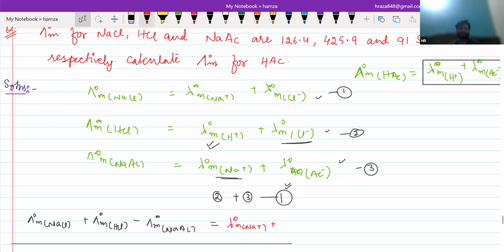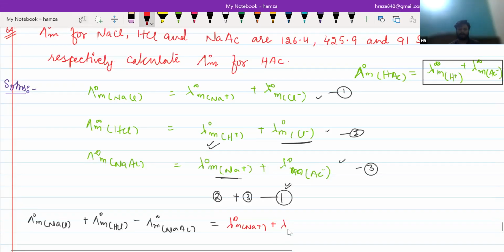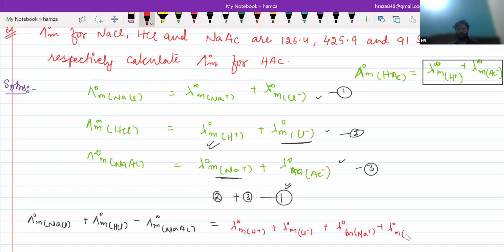Now you can see lambda naught M HCl, and lambda naught M NaAc. What I need to do is add the second and third equation. So I am going to add the second equation, that is lambda naught M H plus lambda naught M Cl minus, and then add the third equation, lambda naught M Na plus and lambda naught M Ac minus, and subtract the first equation, that is lambda naught M Na plus and lambda naught M Cl minus.